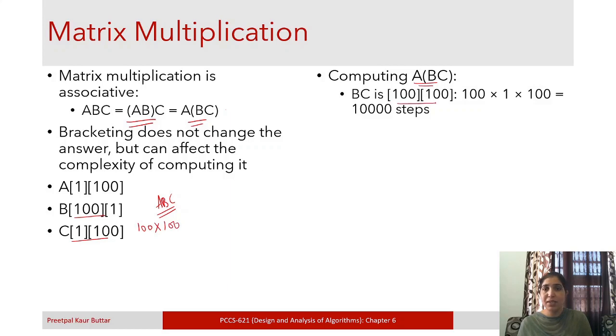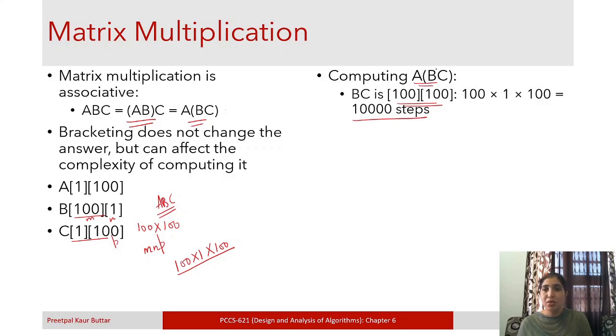right? BC is 100 cross 100, and how many steps will be taken to compute this? As we saw in the previous slide, the number of steps is equal to m into n into p. So m, n and p are the values here. M is 100, n is 1 and p is 100. So the total number of steps required to compute B into C is 10,000 steps.